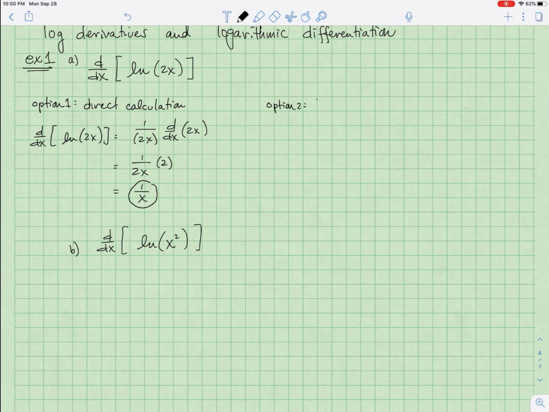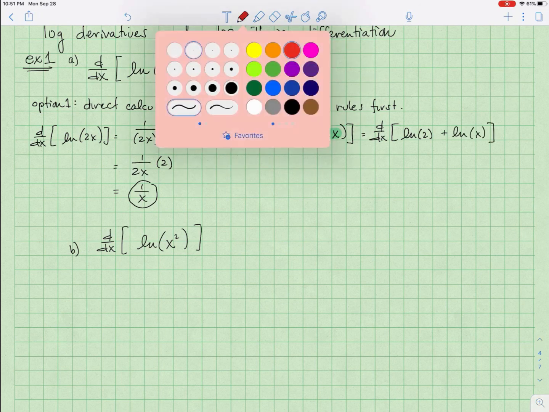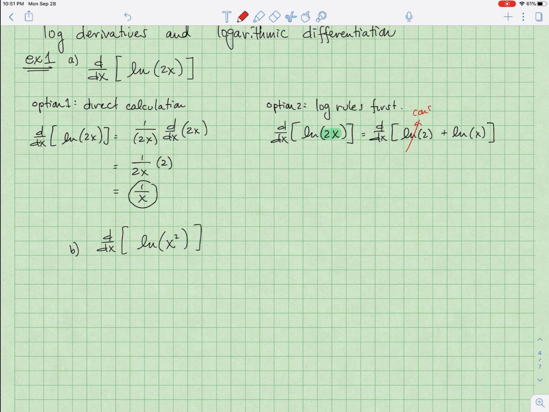Option 2, using log rules first. So, the derivative with respect to x of the natural log of 2x, well, this is a product, which means that this is the derivative with respect to x of the natural log of 2 plus the natural log of x, if you know your log rules. And this happens to be a constant. And we all know what the derivative of a constant is.